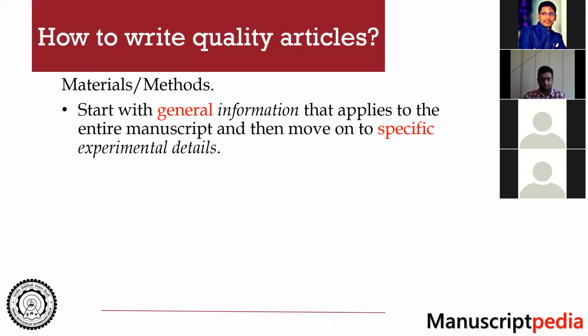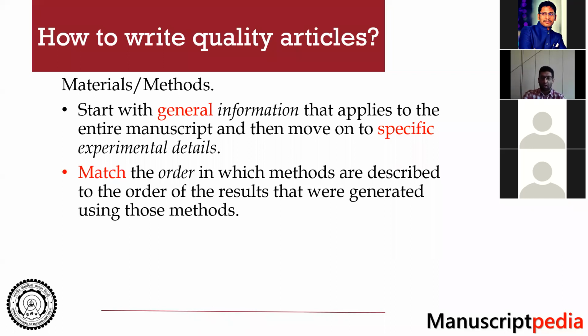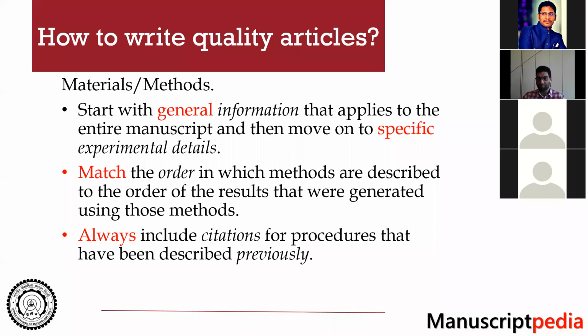Moving on to materials and methods. You should start from general information that applies to the entire paper. Then you should move to the specific experimental details, the modeling technique, or the analytical procedures. So you should go from general to specific. Your materials and methods should follow a particular order, the same order that should be followed in the results and discussion part. Whenever you're talking of procedures, if they have been used previously, try citing those papers. It gives credibility to your research.